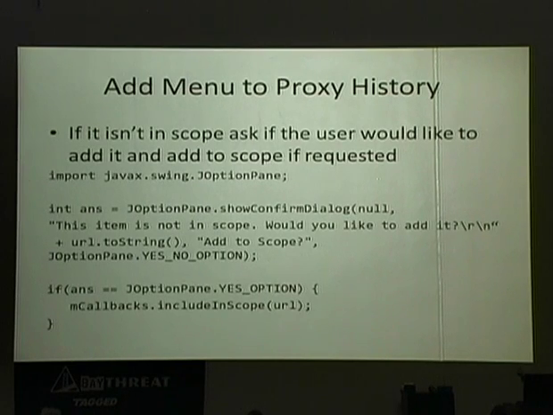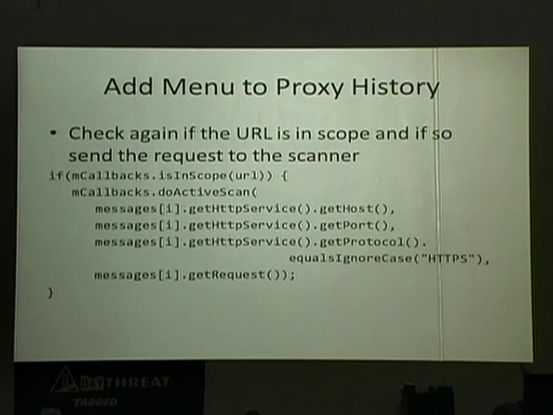So if it's not in scope, with basically one line again, you can show a dialog box in Java. Hey, do you want to add this item to scope? And if so, we can go ahead and actually include that in scope, again with one line in Burp. And now that we've potentially added it, maybe it wasn't in scope before, but we've added it, we have to ask again if it's in scope. And then we can, with this one line, pretty much the same as creating our URL, do an active scan. We can send this to Burp Scanner. The additional information here is the actual request message itself.